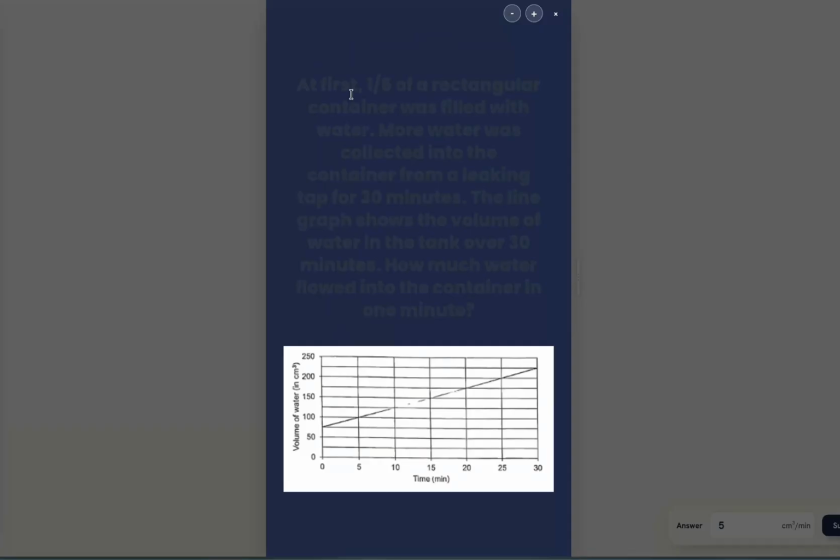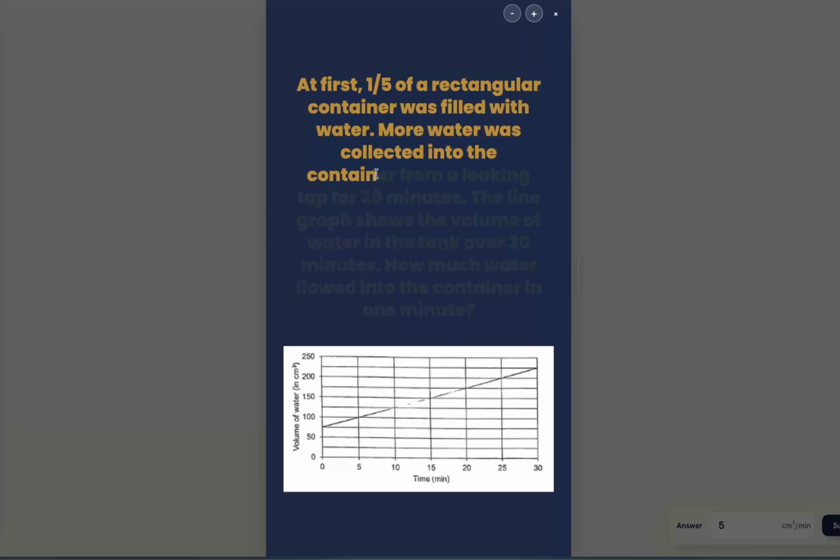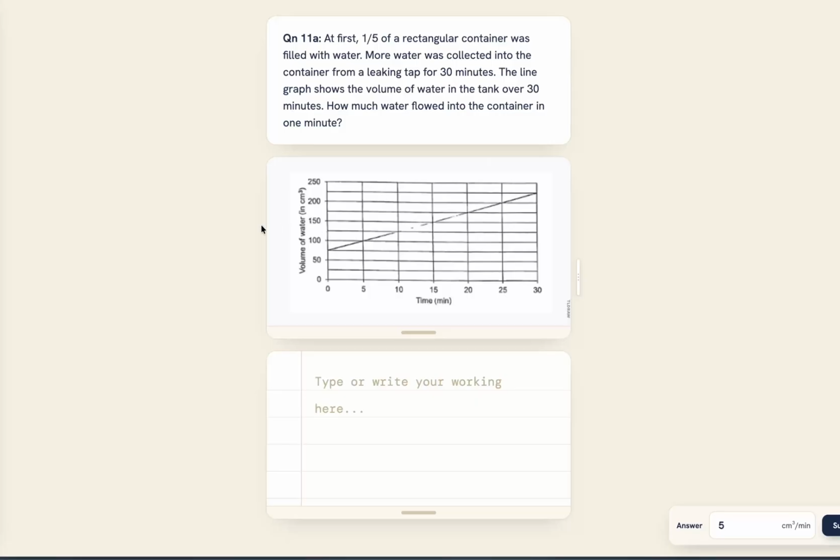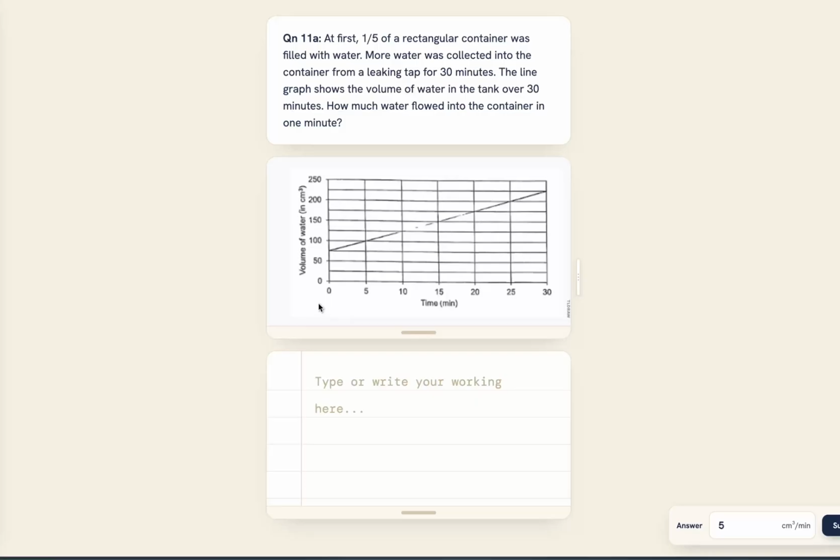Question 11, part A. At first, 1/5 of the rectangular container was filled with water. More water was collected into the container from a leaking tap for 30 minutes. The line graph shows the volume of water in the tank over 30 minutes. How much water flowed into the container in 1 minute? Okay, so to calculate this, we know that the total time is 30 minutes.